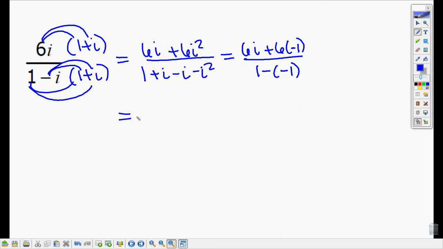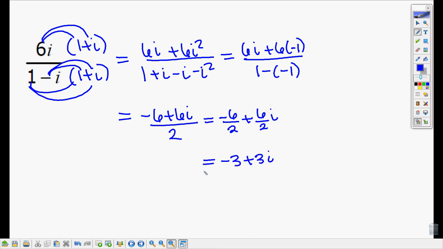So again, to make sure I'm in that a plus bi form, I'm going to bring my constant, the real part of my complex number, to the front. So I have negative 6 plus 6i. 1 minus a negative 1 is 2. So again, my goal is that a plus bi form. So I'm going to have negative 6 over 2 plus 6 over 2i. And I'm going to simplify. So I have negative 3 plus 3i. And that is my final answer.